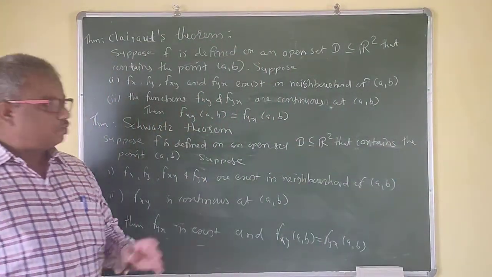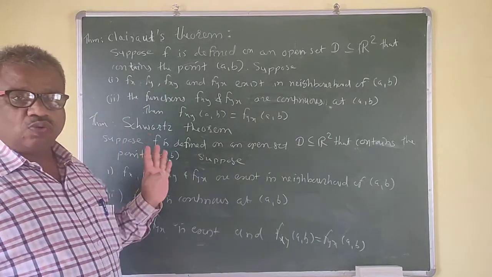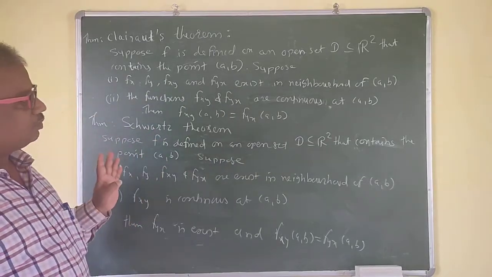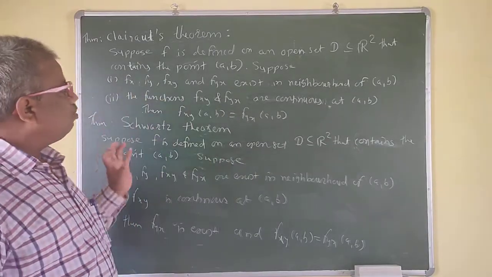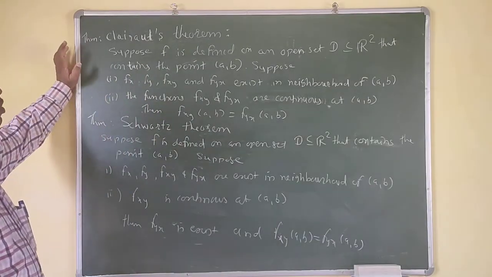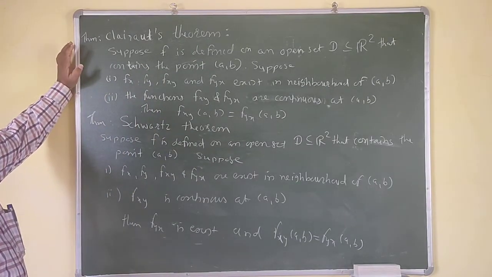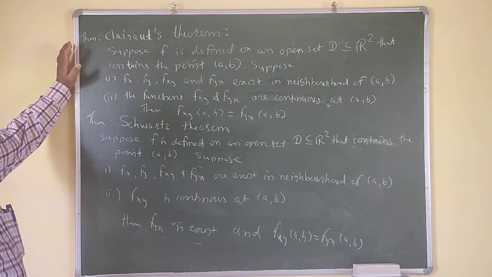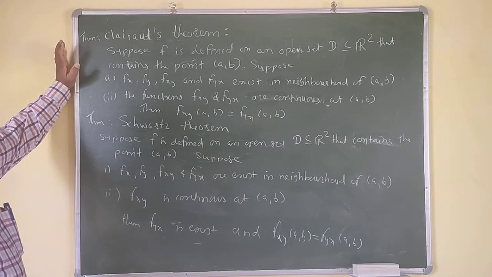So welcome to all of you. Last time we have seen how to find partial derivatives of some function. So we'll continue that. So Clairaut's theorem. What is the statement of Clairaut's theorem? We have only the statement of the theorem. We are not going to prove this theorem.